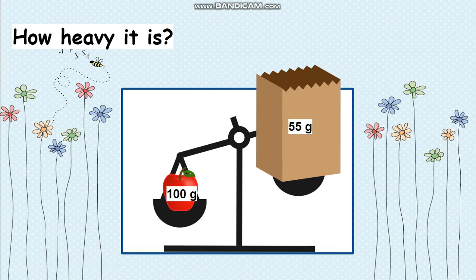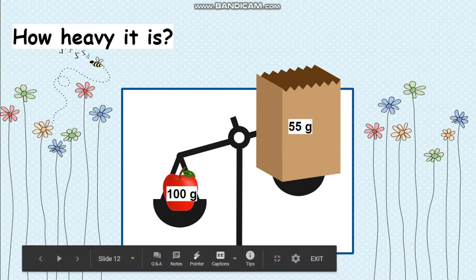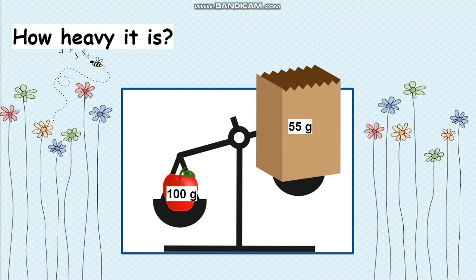And the weight of the paper bag is 55 grams. And the weight of an apple is 100 grams. So look at these two numbers. Which one is smaller? Of course, 55 is smaller. 55 is smaller than 100. So, since it's smaller, the paper bag is lighter. Okay? That's how we compare which one is heavy, which one is light.